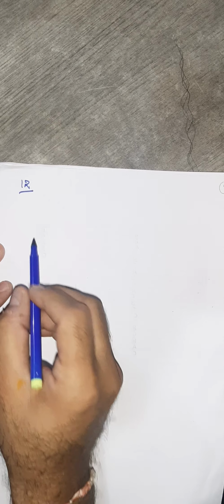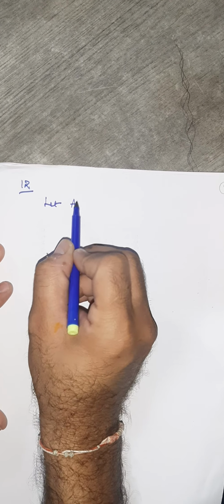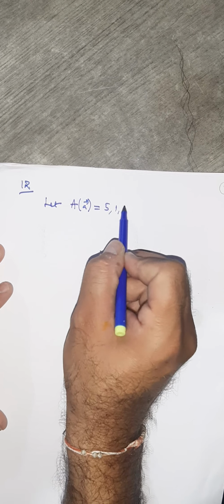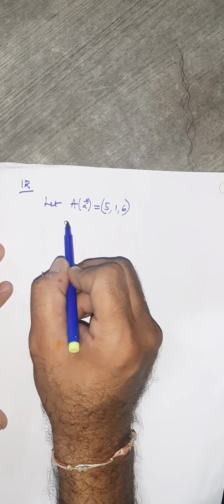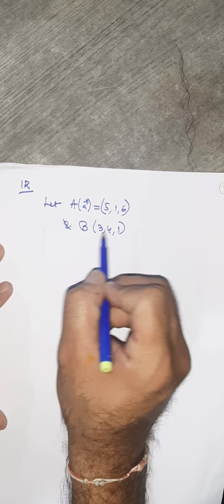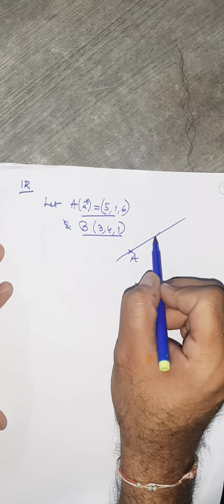12th question is just copy of it. You are given 2 points through which this line passes. Let one point be A here, which is (5, 1, 6), and the other one is point B here, which is (3, 1, 4). Right? You have these 2 points through which this line passes, A and B.